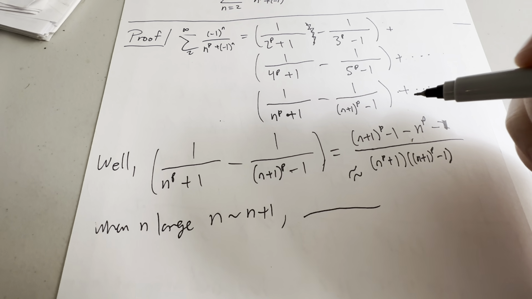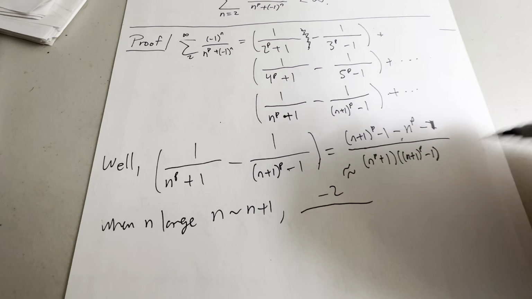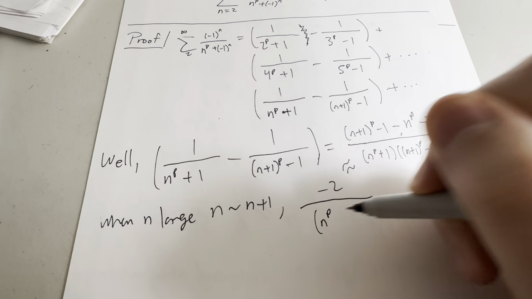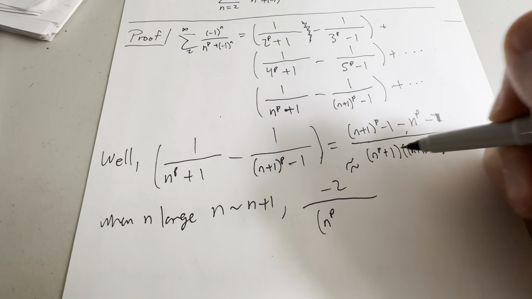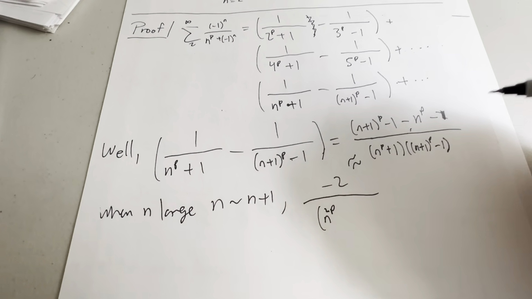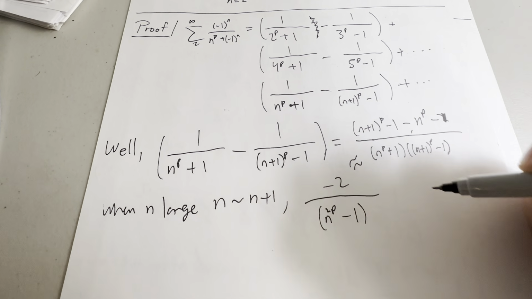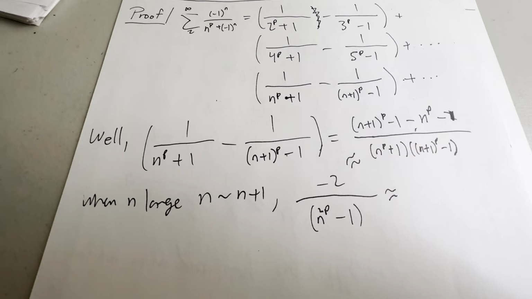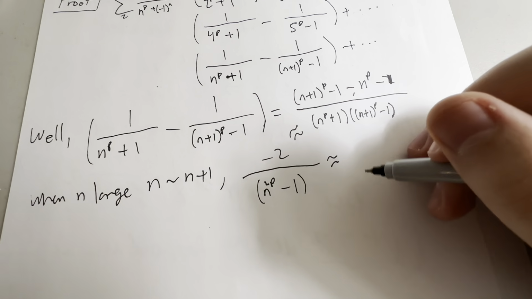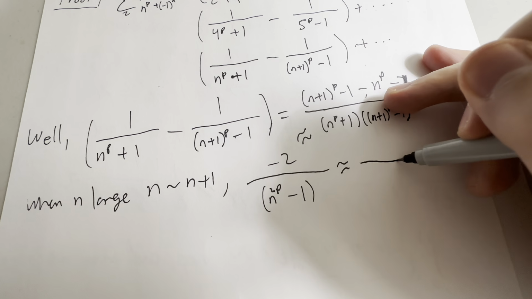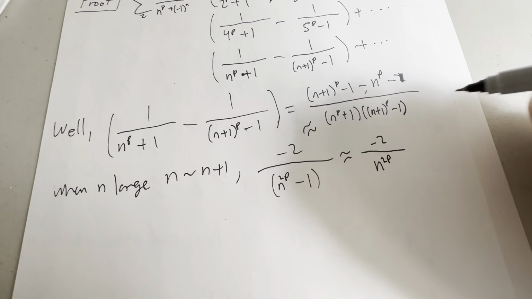What do we get? We get a negative 2 on the top, and then on the bottom, we end up with n to the p, because that behaves like n now. So I have n to the p times n to the p, so I get n to the 2p when I multiply them together. And then I get 1 minus 1, so I get a minus 1 here. But that minus 1 doesn't really make a difference when n is super big, right? Again, we're answering a question about asymptotics. So we have negative 2 on top, and we have n to the 2p on the bottom.